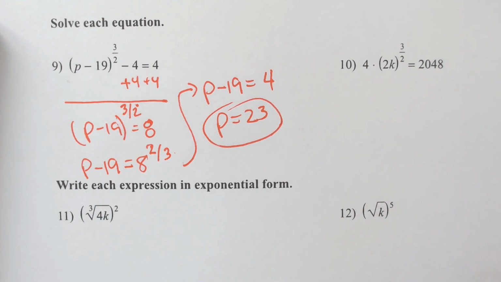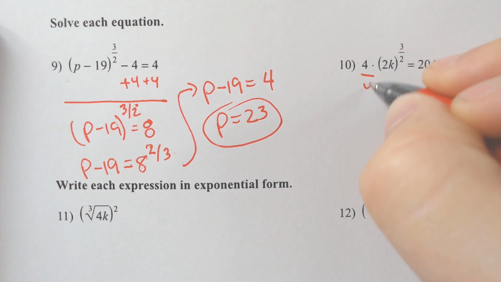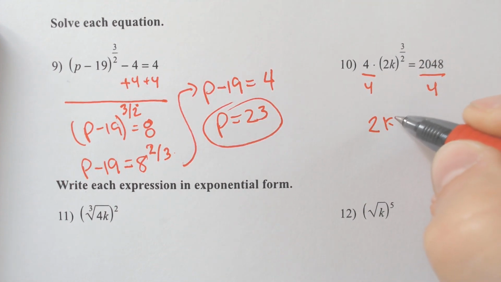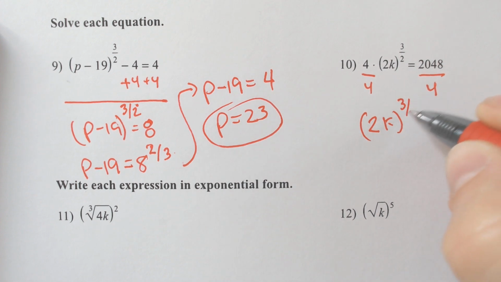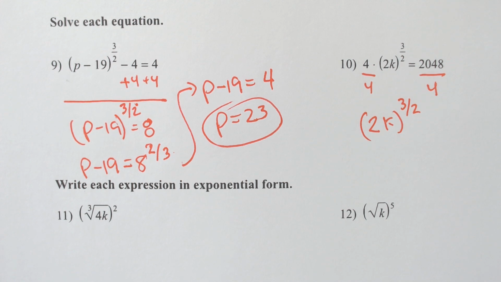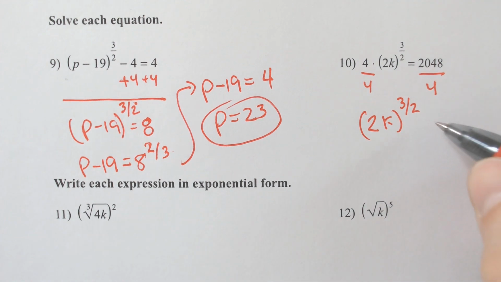23 works. Number 10, divide by 4. Resort to a calculator because I don't know what that is. What is that? We got 2048 divided by 4 is 512.